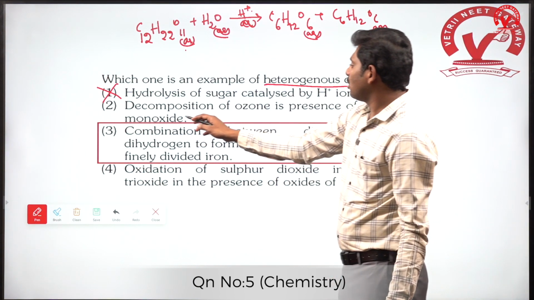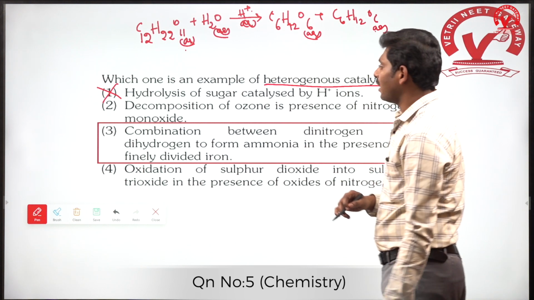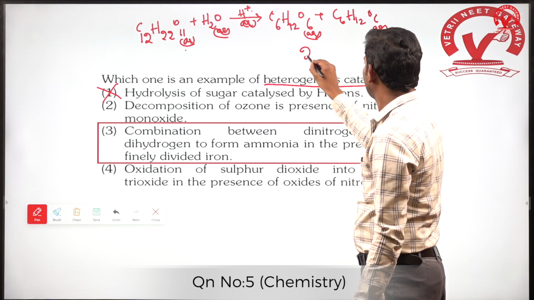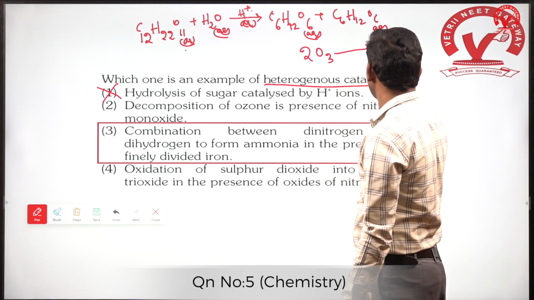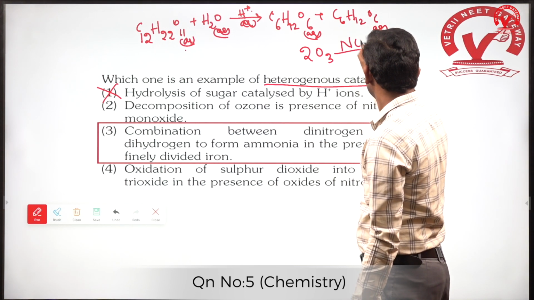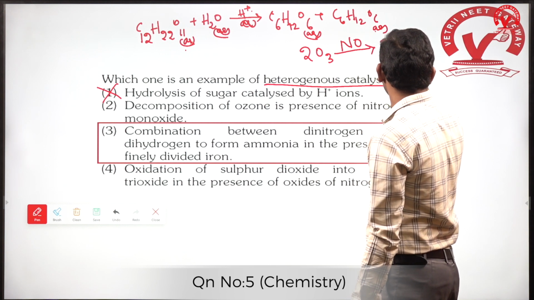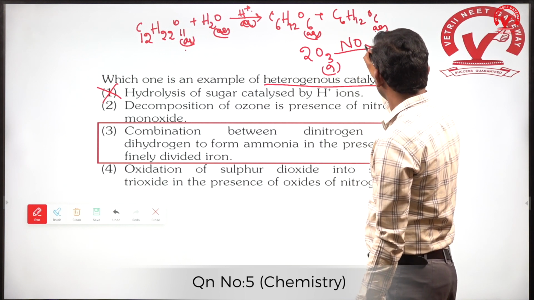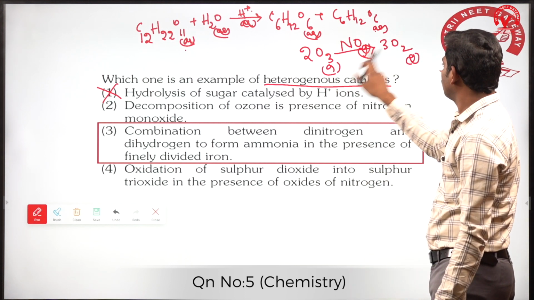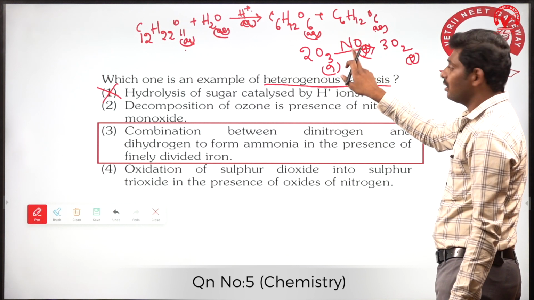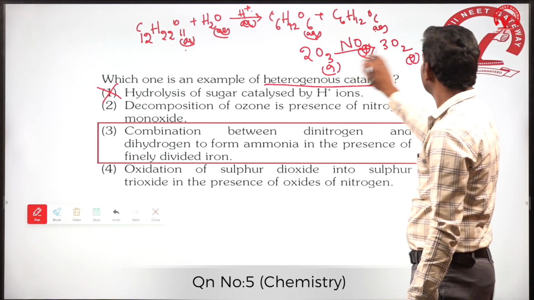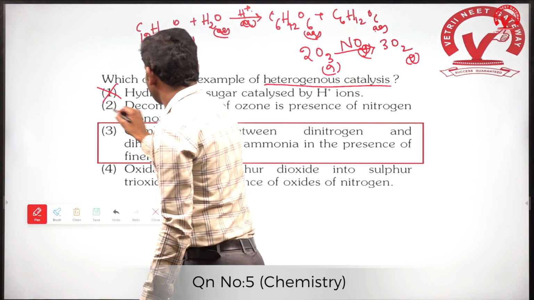Second one, decomposition of ozone in presence of nitrogen monoxide. Decomposition of ozone: 2O3 in presence of nitrogen monoxide NO gives 3O2. It is in gaseous state, this is also gas, this is also gas. So reactant, product and catalyst are all in the same phase. So it is homogeneous catalysis. So it is not the correct answer.